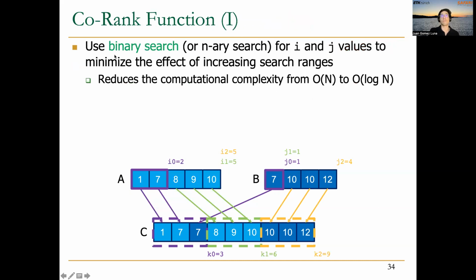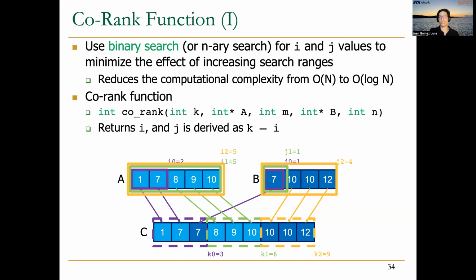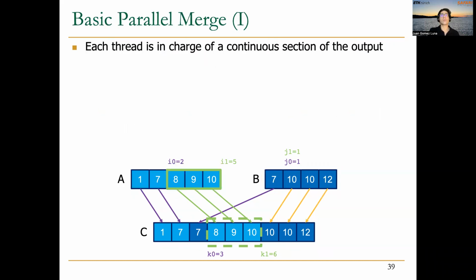The way of alleviating this cost and reducing the computational complexity from O(n) to O(log n) is to use a binary search in order to find I and J, and in order to find the core rank values. For the detailed implementation of the binary search for the core rank function, I'm going to refer you to the longer version of this lecture where we explain the entire core rank function. But now let's start talking, assuming that we already know how to obtain the core ranks.